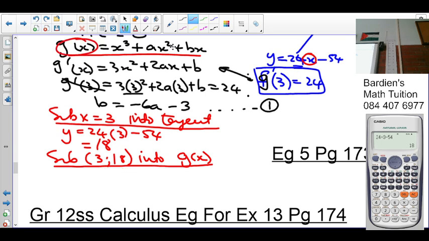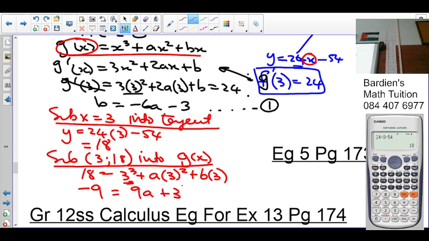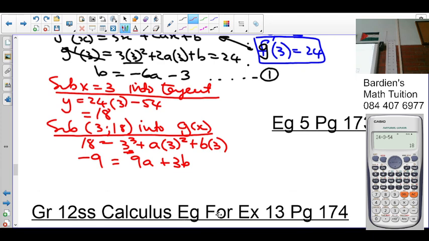So we have 18 is equal to 3 cubed plus 8 times 3 squared plus b times 3. 3 cubed is 27. What is 18 minus 27? Should be negative 9. Just check. Yes. Negative 9 is equal to 9a plus 3b. So what I do is divide throughout by 3.